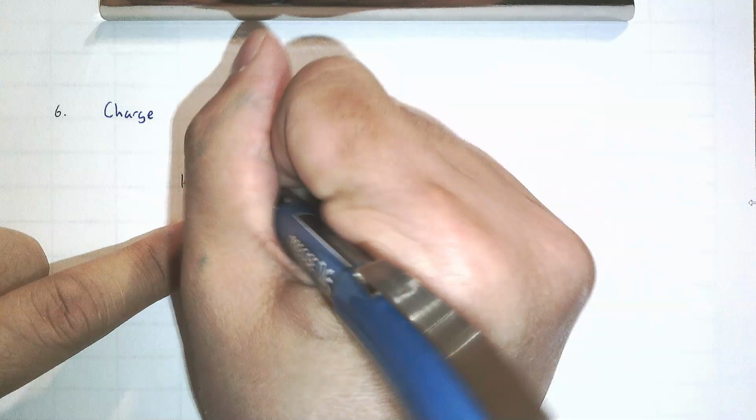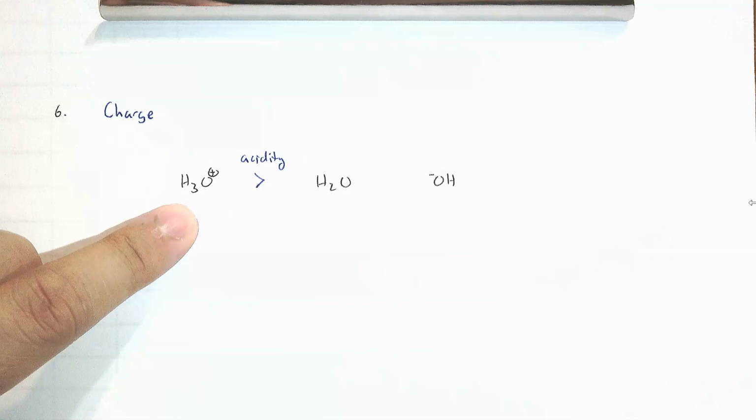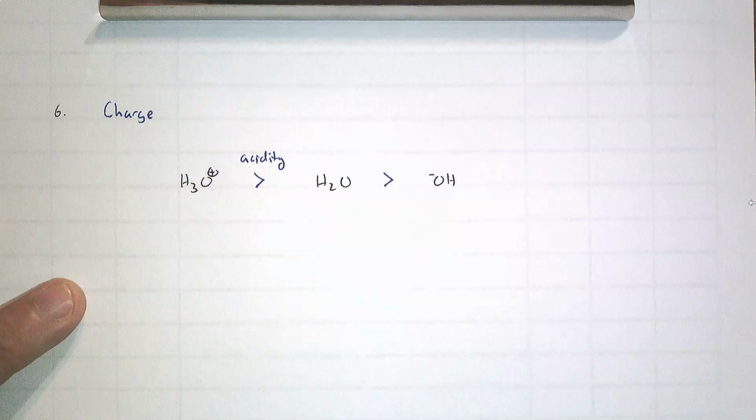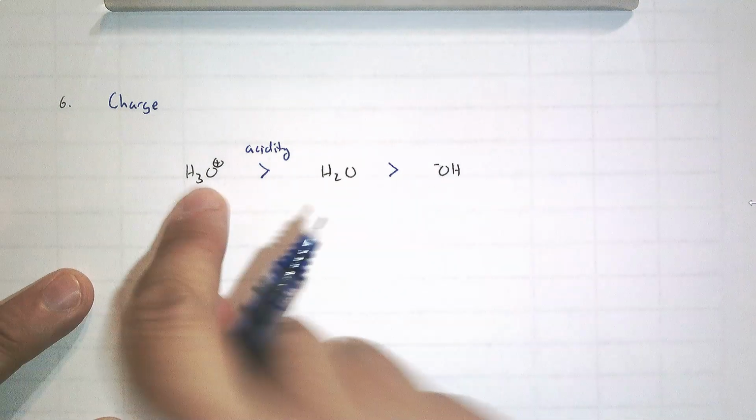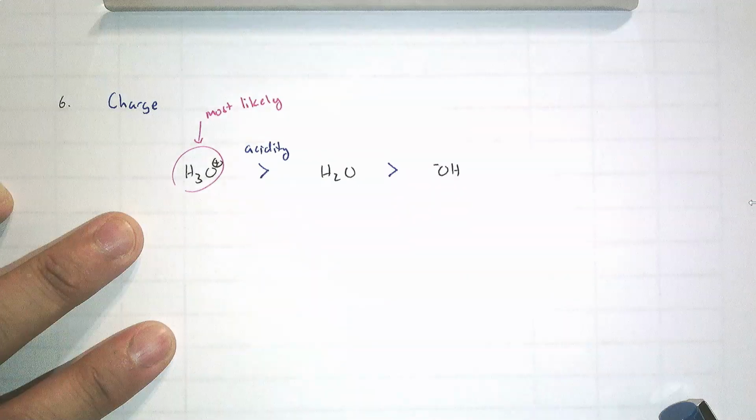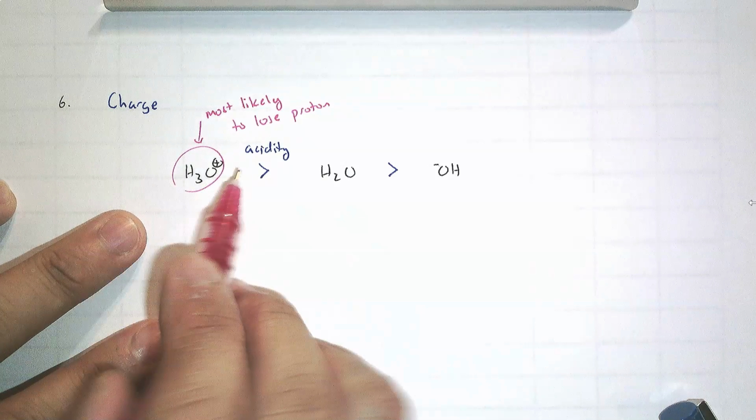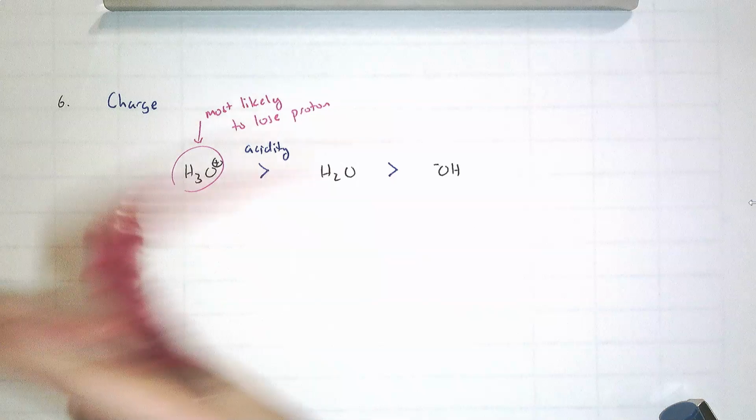What I would put here is, in terms of acidity, H3O plus is greater than H2O is greater than OH minus. Again, that should be intuitive that this is the most likely to lose a hydrogen. Let's not use the word hydrogen. Most likely to lose a proton. You're not really losing a hydrogen because the electrons of that atom stay behind. You're just losing actually the nucleus, which is the proton.